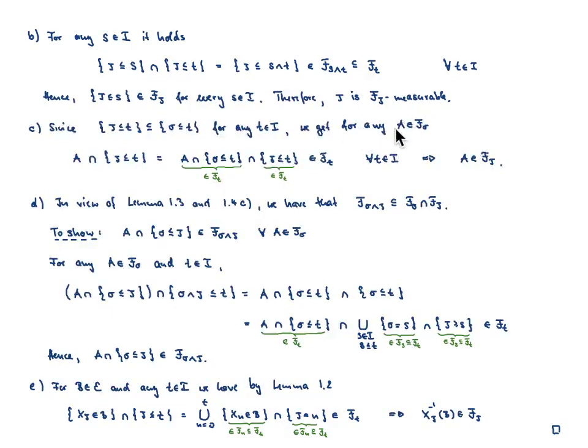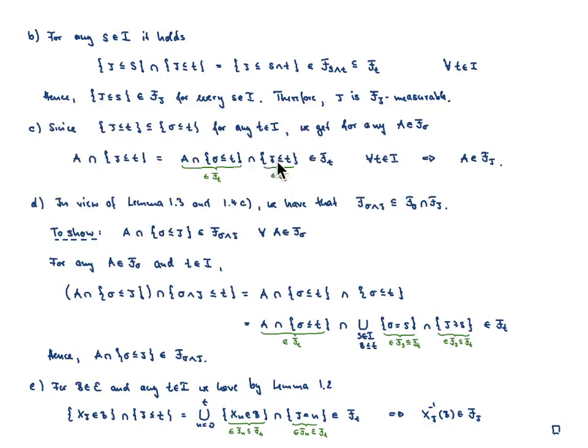Therefore, we get for any event A from the sigma algebra F_sigma the following. So we consider A intersected with this event that tau is less than or equal to t. This I can also write in the following way using that property: I consider A intersected with the event that sigma is less than or equal to t, and this I can intersect with the event that tau is less than or equal to t.